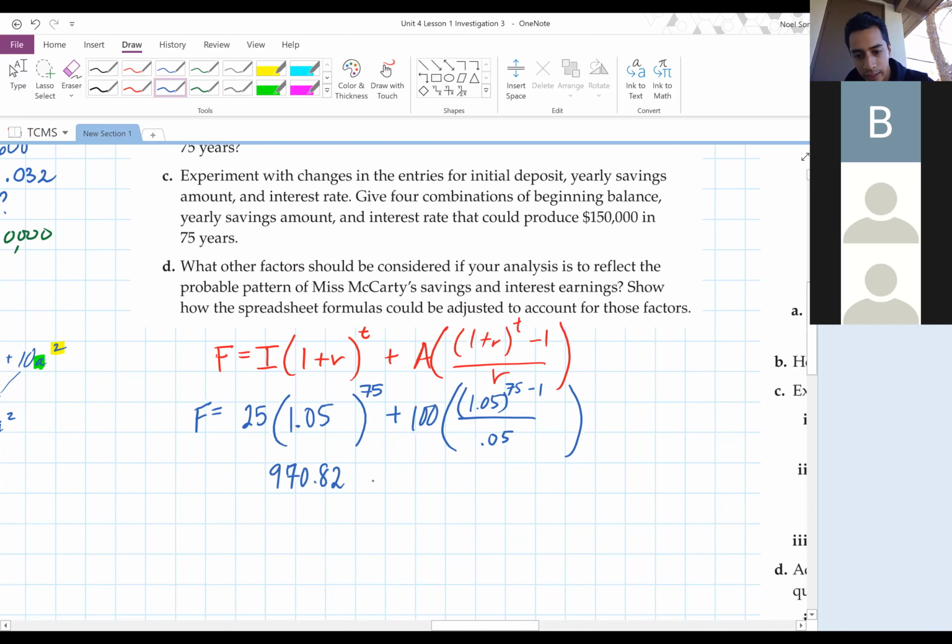Plus, now let's do the second half. Once again, starting in the numerator inside of those parentheses, 1.05 to the 75th power. Subtract 1 from that. Divide this by 0.05. And then multiply this by 100. So we're looking at here 75,665 with 37 cents.